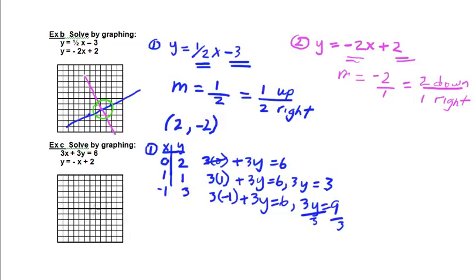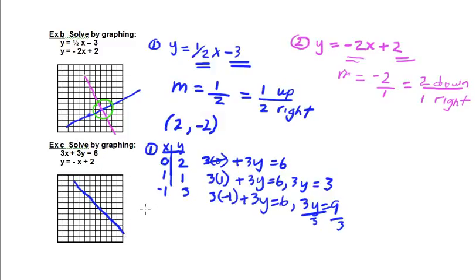So I can graph each of these ordered pairs. I have the point x is equal to 0 and y is equal to 2. So that's on the y-axis. The second point is the point (1, 1). And the third point is the point (-1, 3). And I can connect those dots. So there's the graph of the first line.